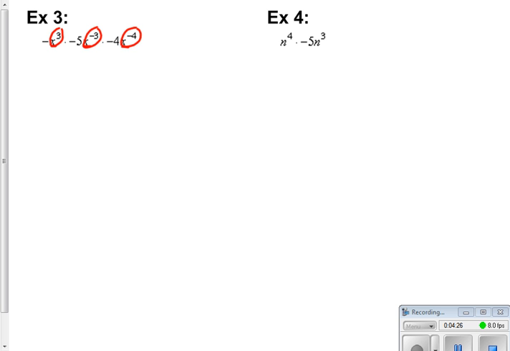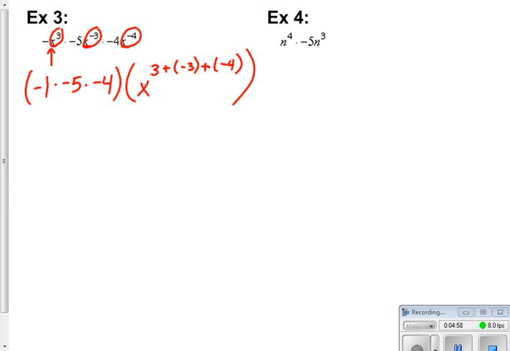Notice that the numbers, or the coefficients, out in front of the variables are not the same. In this case right here, you can put a 1 out there, so this is really negative 1 times negative 5 times negative 4. Different terms there, so we're going to go ahead and multiply those out. The ones that have the same base are x's, so we have x to the third plus negative third plus negative 4. There's our same bases, so we can add those exponents together.